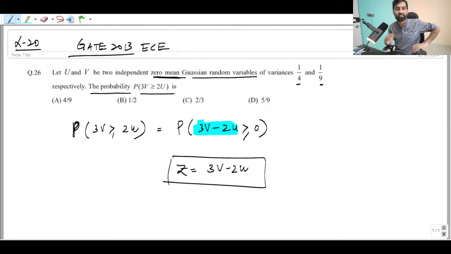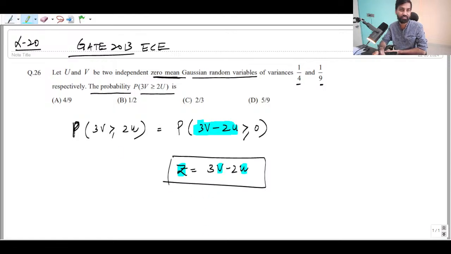Z is linearly related to U and V. If V is a Gaussian random variable and U is a Gaussian random variable, then Z is also going to be a Gaussian random variable. You have to remember that bell-shaped curve. What is the mean of this random variable Z? As long as the mean of U and V is 0, the mean of Z is also going to be 0.